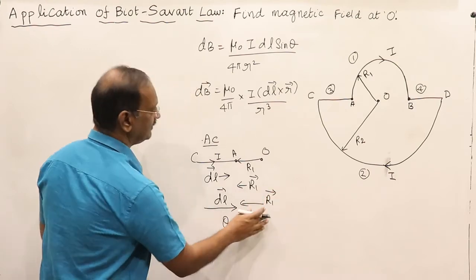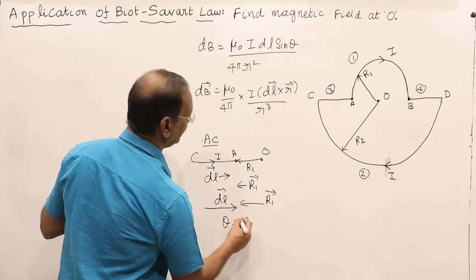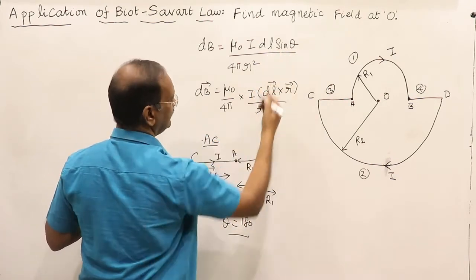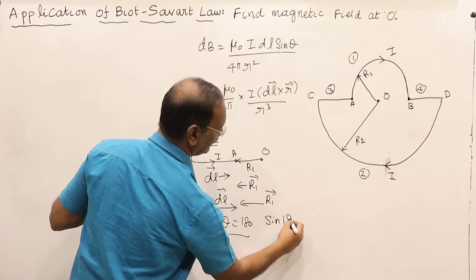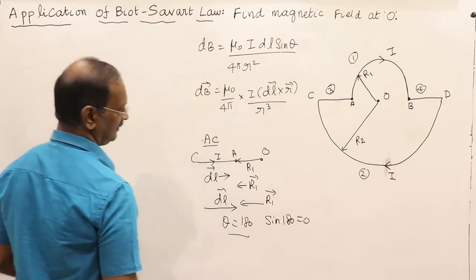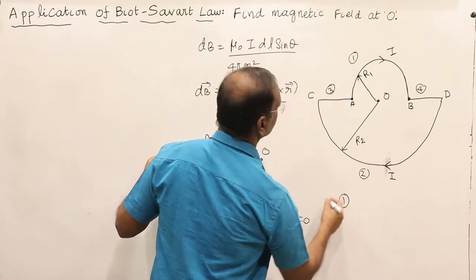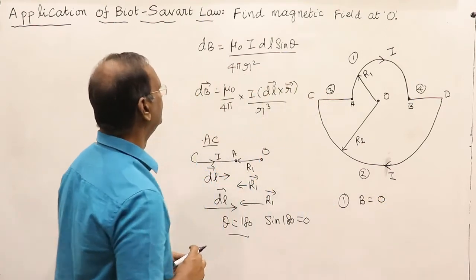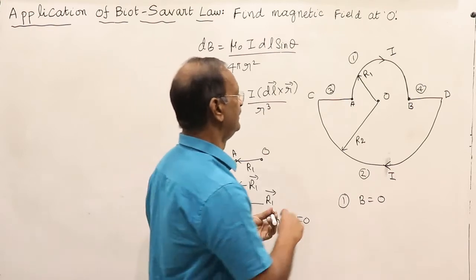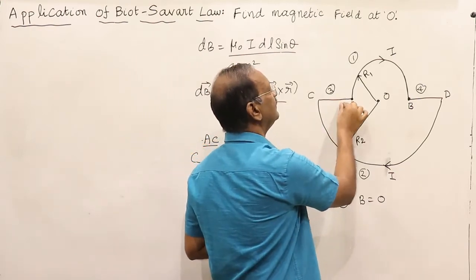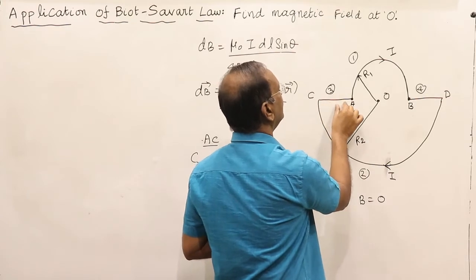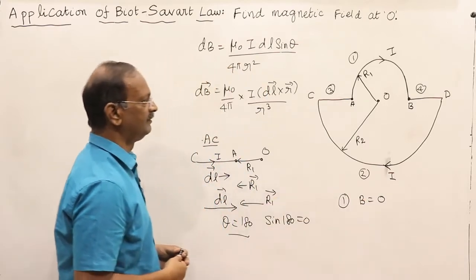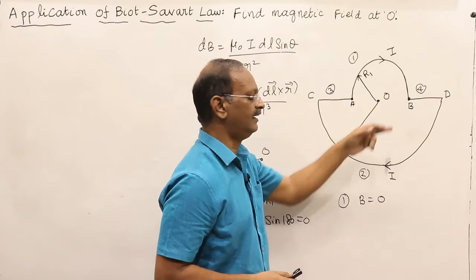So theta, the angle between dl and r vector, is equal to 180, and sine of 180 is equal to 0. Therefore, what about the magnetic field for the first portion? The magnetic field is equal to 0. Why is dB equal to 0? It means a small portion is producing a 0 magnetic field at O. When we add all the small elements, it will be 0 plus 0 plus 0, which is the total magnetic field produced by this line segment AC at O.